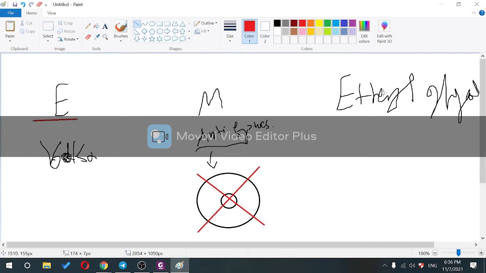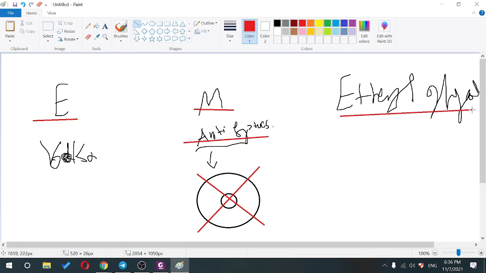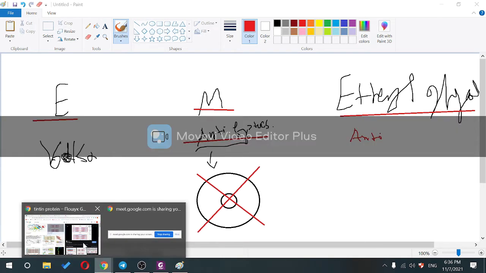Okay, so I told you guys that this methanol is found in the antiseptic and it can lead to retinopathy. What about ethylene glycol? Ethylene glycol, it's the antifreeze. You are like, what is an antifreeze?